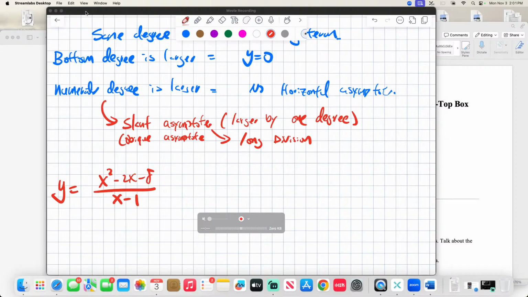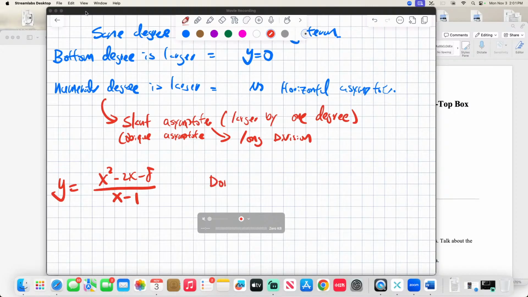So technically, do you have a domain? What would be the domain here? Almost everything but 1.